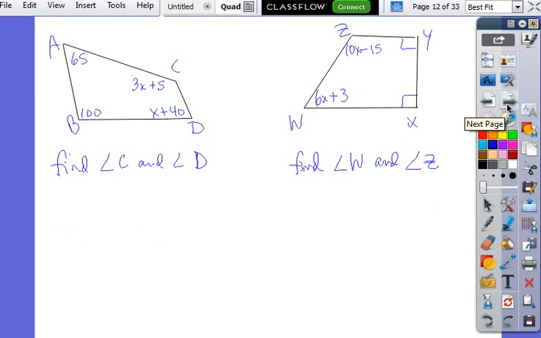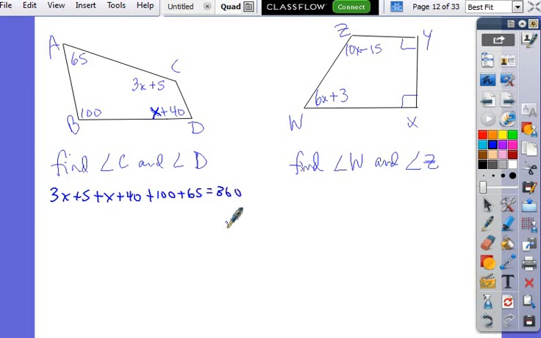Right here. What do I have to find first before I can figure out what the angles are? X. I've got to find x first. Well now, can I do this one the shortcut way? No, because the opposite ones are not equal. So I've got to do this one by saying 3x plus 5 plus x plus 40 plus 100 plus 65 equals 360. That's the only way I can do that one.